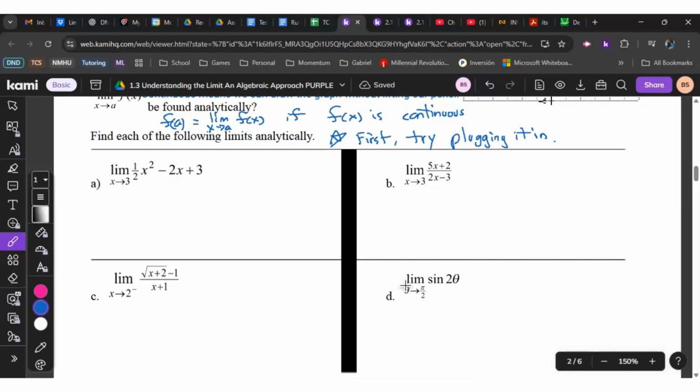Okay? So the very first thing I'm going to try on this first one is just plug in what value for x? 3. That's all I'm going to do. Okay? And if I plug in the value, I don't even need to write limit anymore. So I can just literally say equals 1/2 times 3 squared minus 2 times 3 plus 3. This should feel like pre-calc at this point, right? Then I work it out. 3 squared is 9. So we got 9/2 minus 2 times 3.